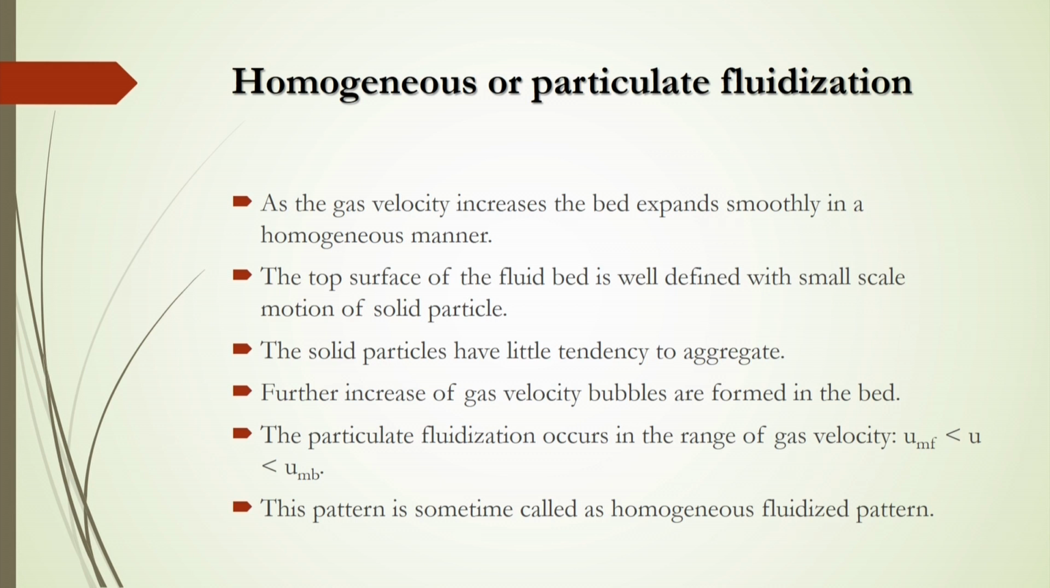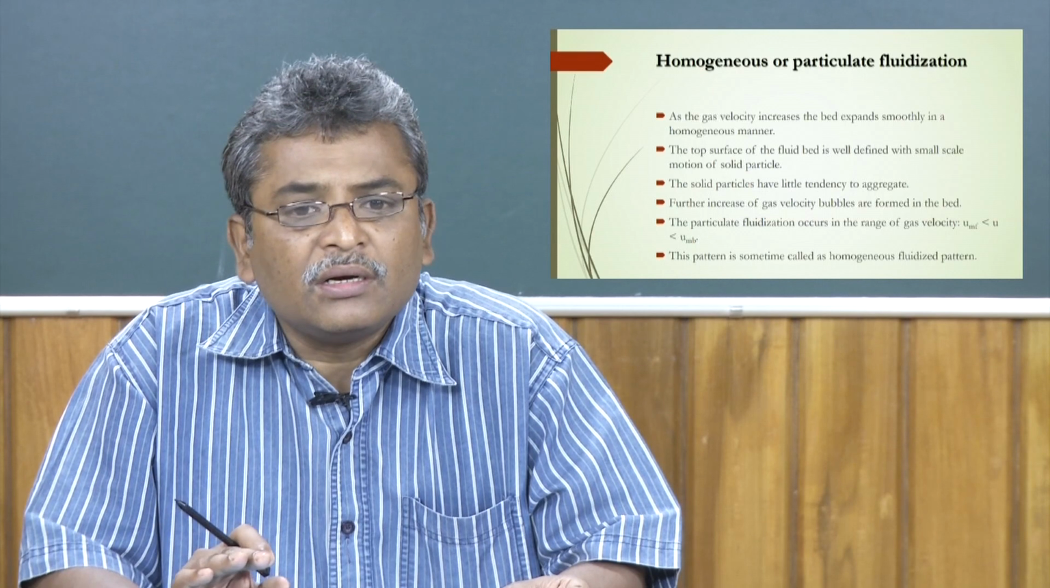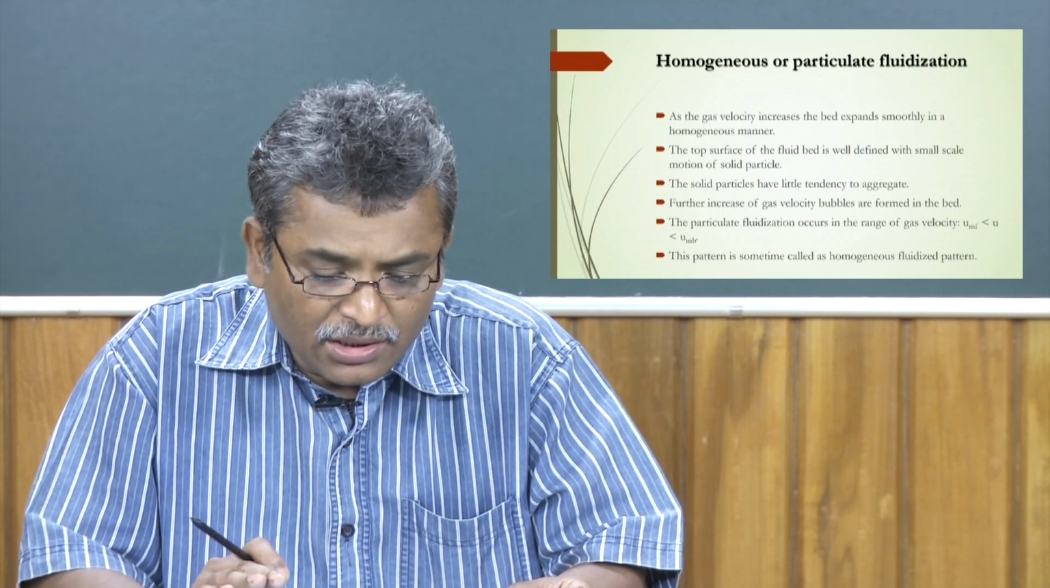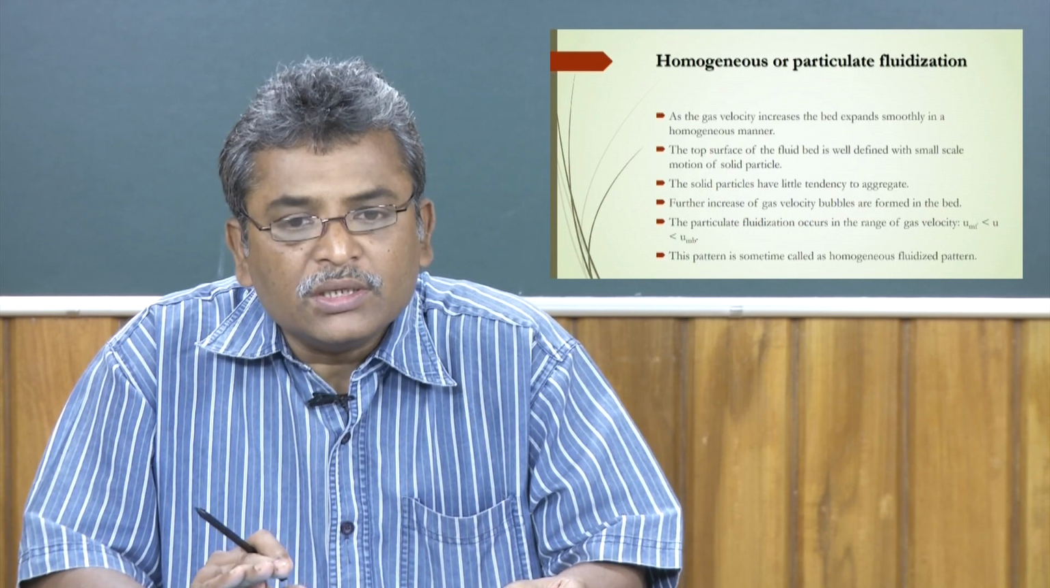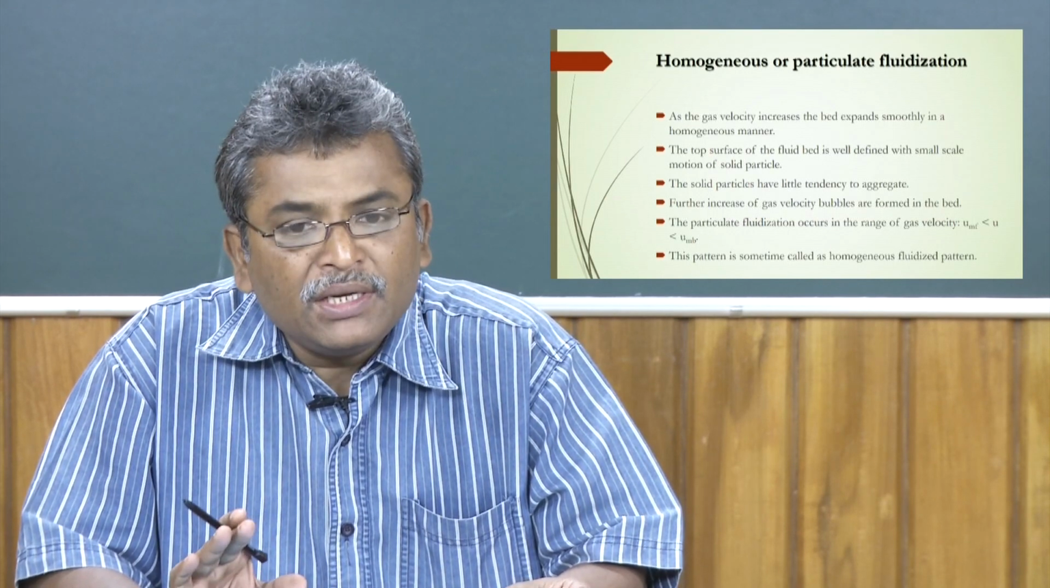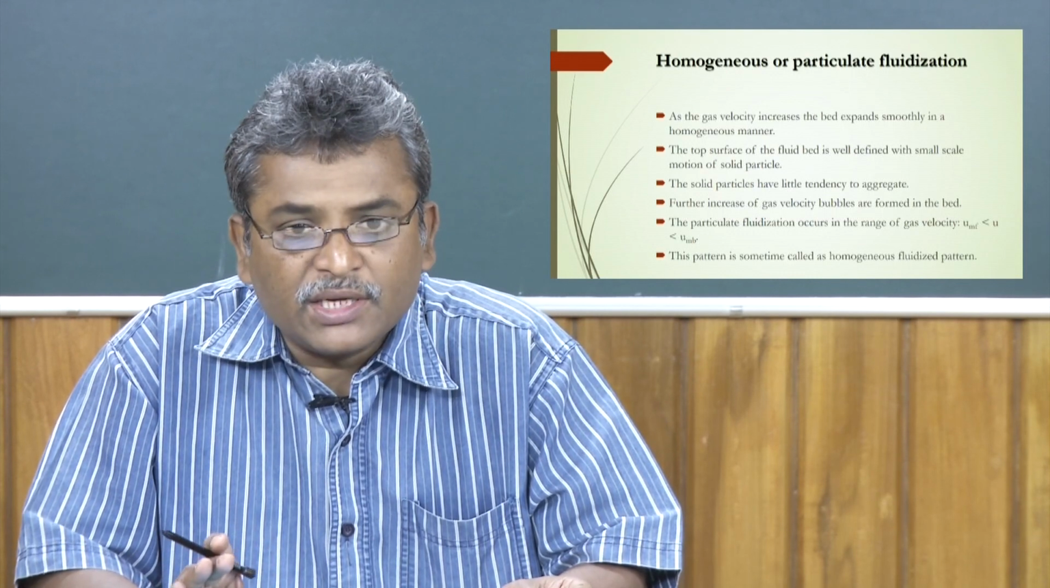Now, homogeneous or particulate fluidization, this is as the gas velocity increases, the bed expands smoothly in a homogeneous manner. So, in this case you will see there will be a very small gap between two particles through which the gas will be flowing upward without making any bubble inside the bed, or without making any churning condition, without making any dilute phase, without making any other slug condition. You will get simply homogeneous flow inside the bed. So, this will be happening in a condition which is called homogeneous fluidized bed.